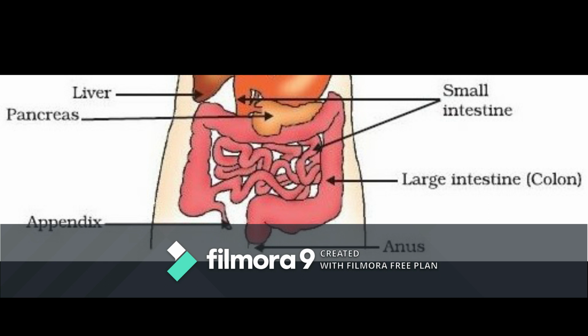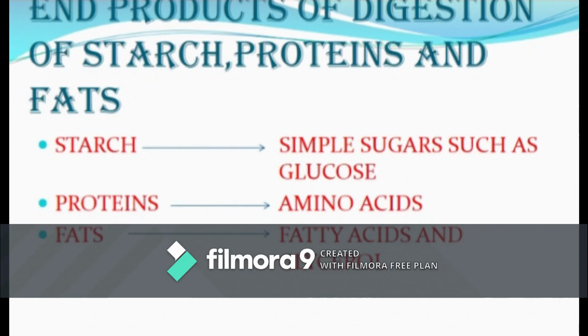The enzymes present in intestinal juice completely digest the partially digested food. That is, the intestinal juice breaks up carbohydrates into glucose, that is simple sugars, proteins are broken down to amino acids, and fats are finally broken down into fatty acids and glycerol. In this way, the digestion of food completes in the small intestine. So here we have understood how food gets converted into simple and soluble form.